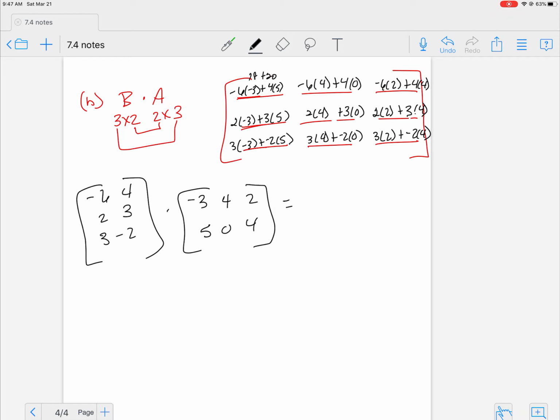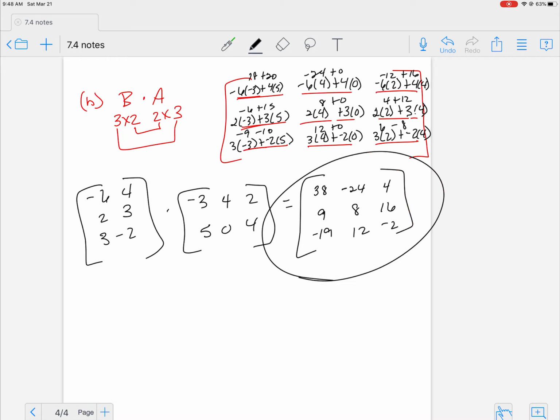So I've got 18 plus 20 would give me 38. Negative 24 plus 0 is a negative 24. Negative 12 plus 16 is 4. Negative 6 plus 15 is 9. 8 plus 0, 4 plus 12, negative 9 minus 10. Oops. Got excited with that, didn't I? 12 plus 0, 6 minus 8, and that is my answer.